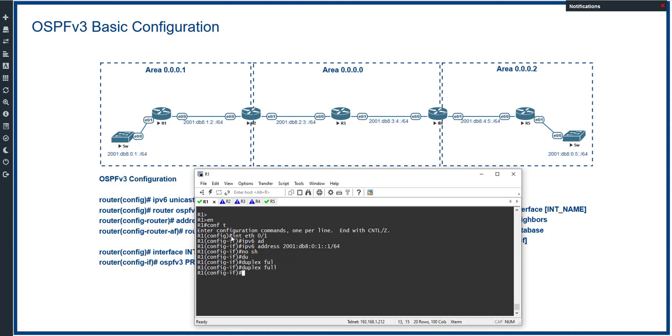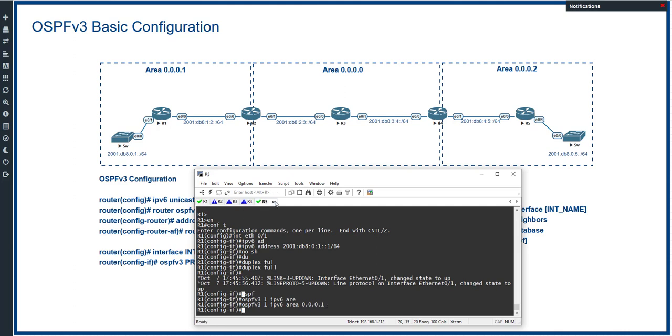That's it. And also on router 5, let me configure the new interface: conf t, interface ETH01, then IPv6 address 2001:DB8:5::5/64, and then no shutdown. After that, let me enable OSPF on these two interfaces. On router 1: ipv6 ospfv3 1 area 0.0.0.1, and also on router 5 again ipv6 ospfv3 1 area 0.0.0.2.